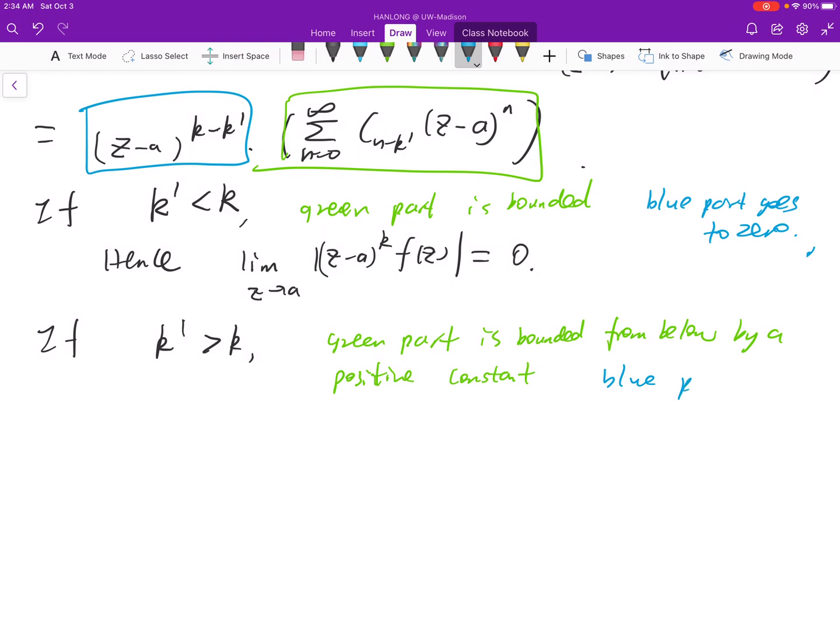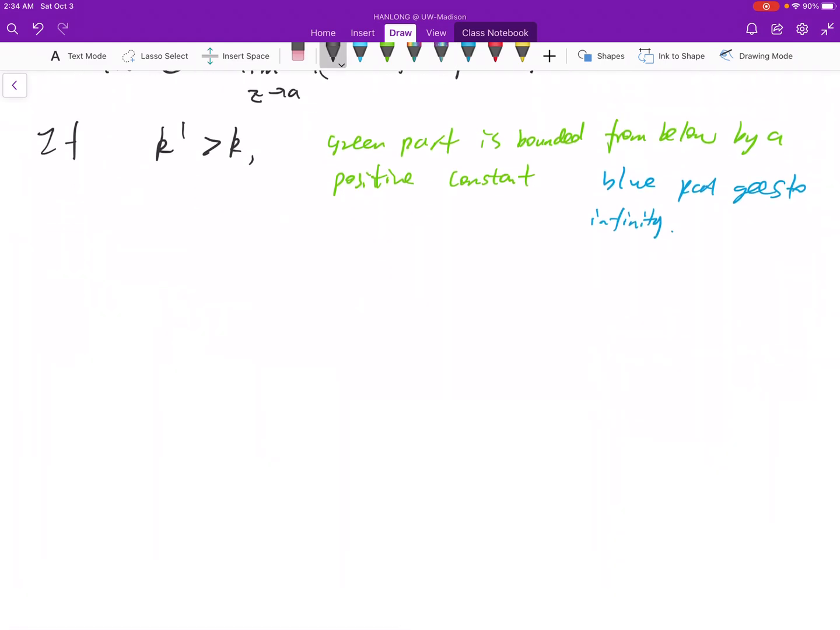The blue part goes to infinity. Hence, the limit of |f(z)| times (z minus a) to the k's power is infinity.